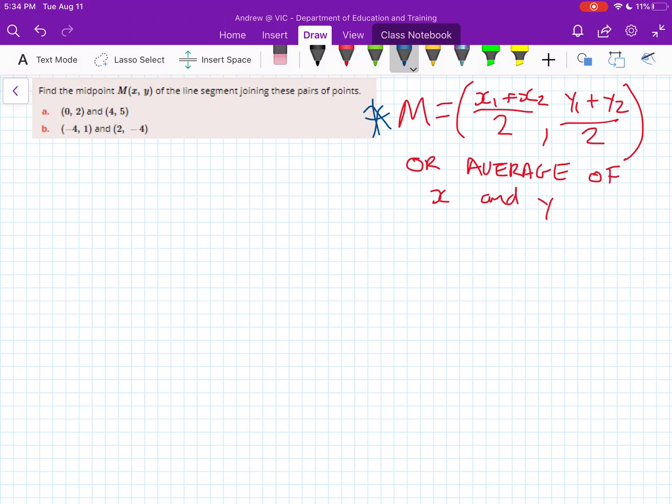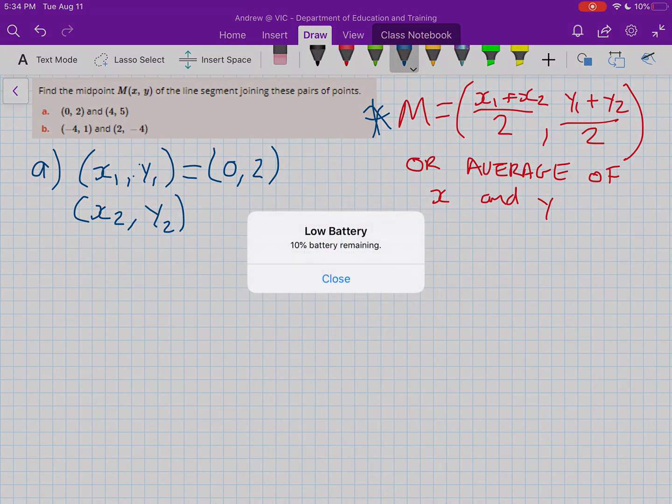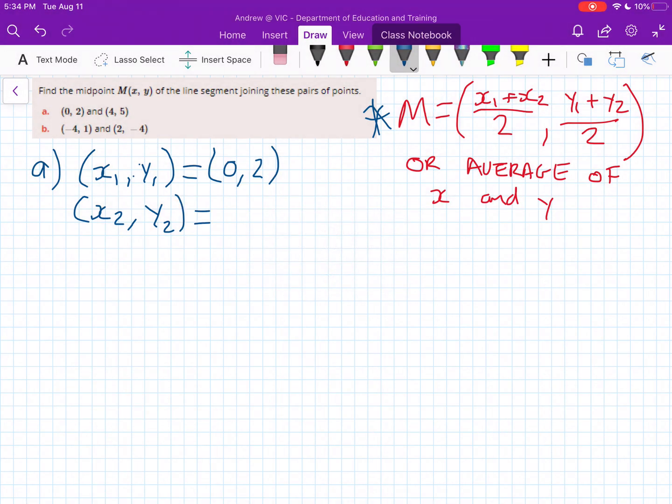So we'll get into the question here and we'll start off with A, okay? I like labeling all my points here. So first we've got x1 and y1. This here is just our first point, which is 0 and 2. Then we have x2 and y2, which are our second point, which is equal to 4 and 5. So now we've labelled everything.